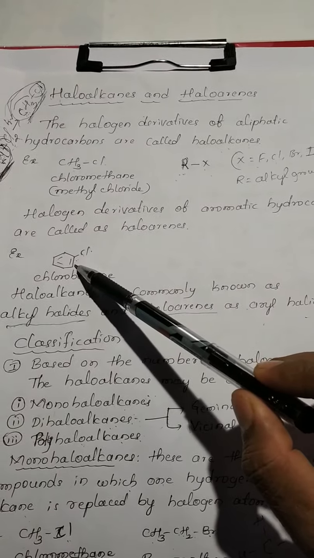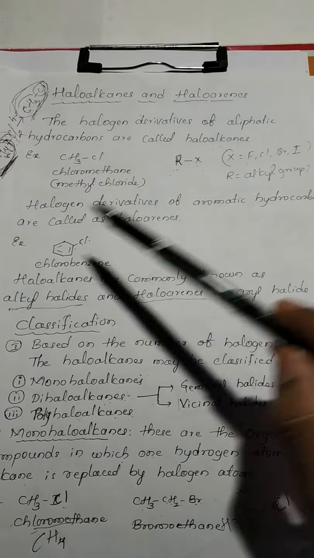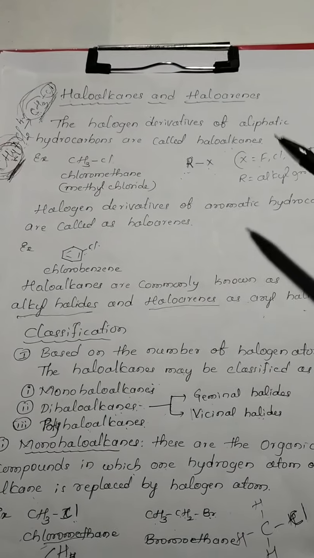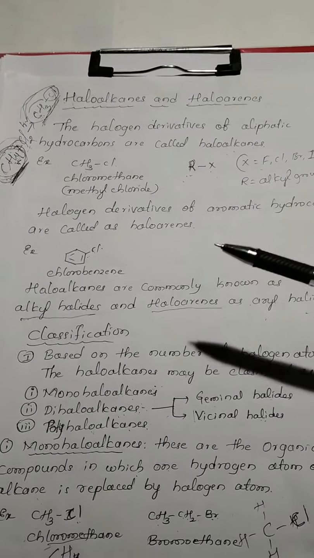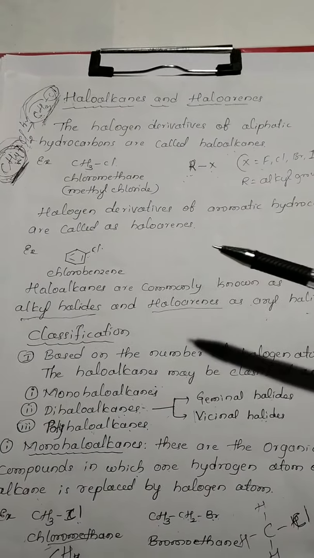When it undergoes chlorination, it gives chlorobenzene. So this chlorobenzene is a derivative of benzene. Hence halogen derivatives of aromatic hydrocarbons are called haloarenes. An example of a haloarene is chlorobenzene. Haloalkanes are commonly known as alkyl halides, and haloarenes are commonly known as aryl halides. For example, chloromethane is the IUPAC name, methyl chloride is the common name.